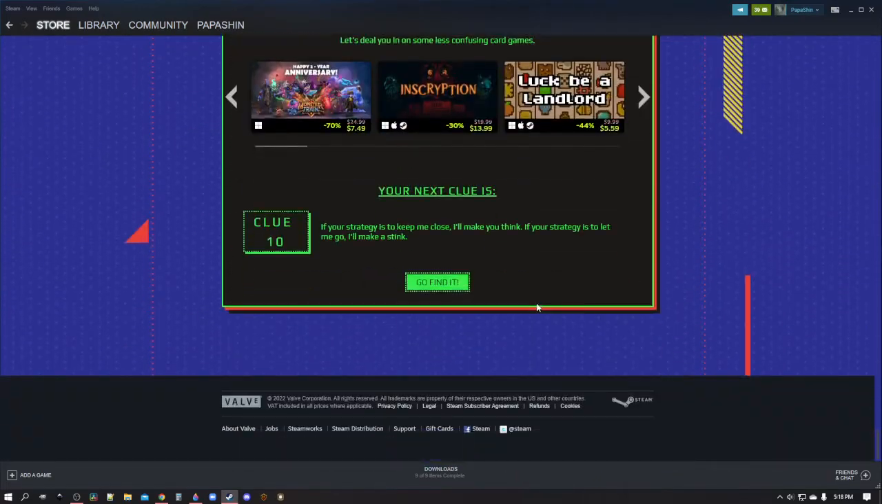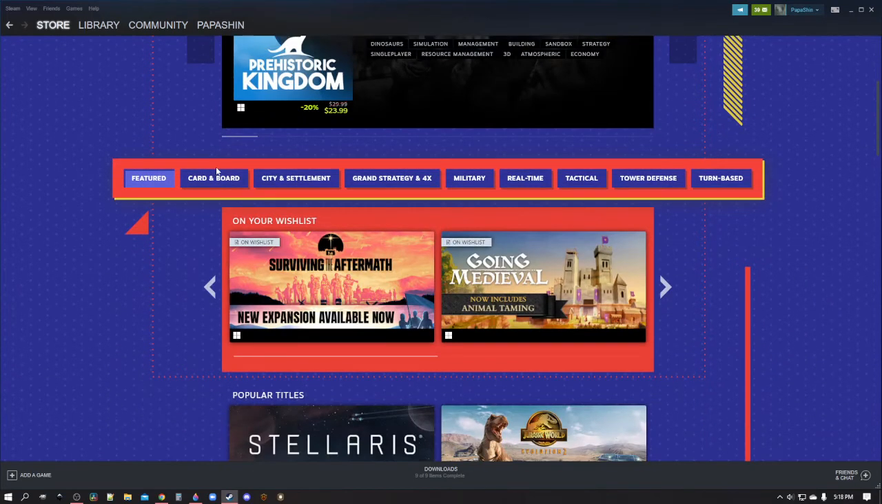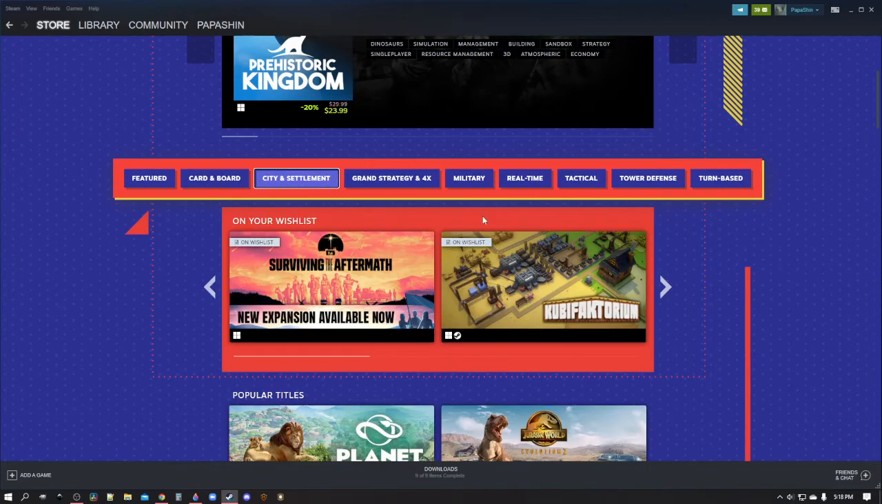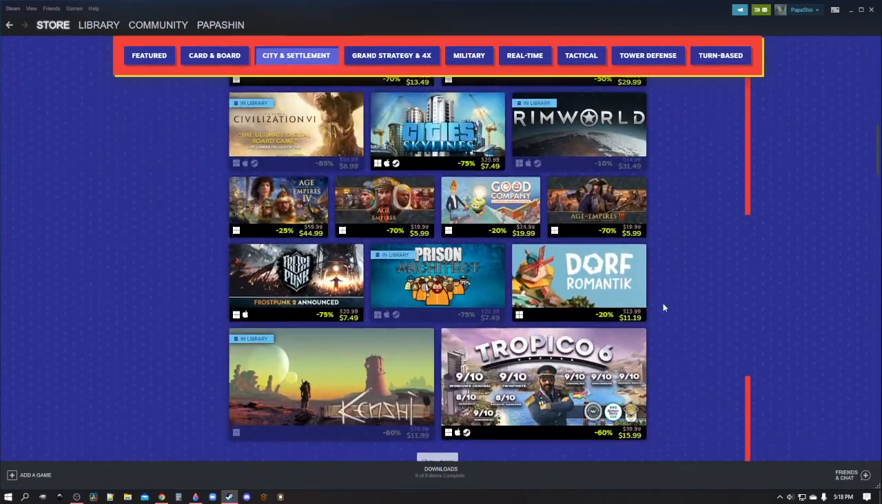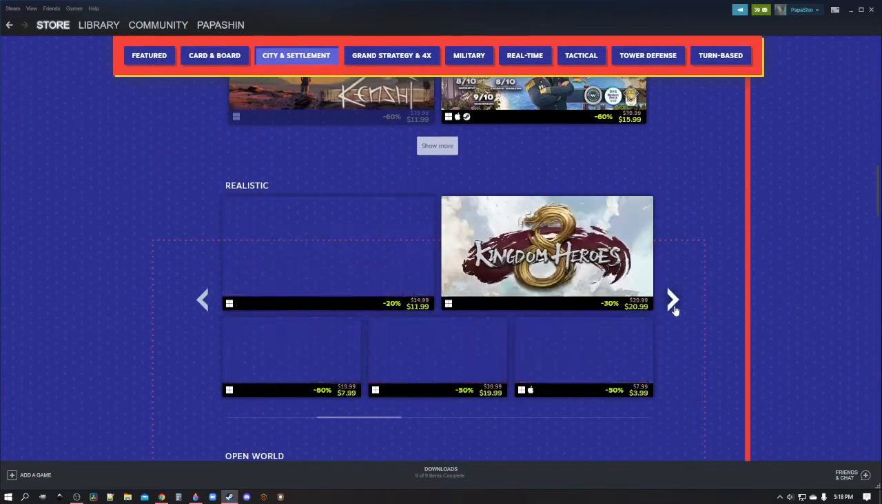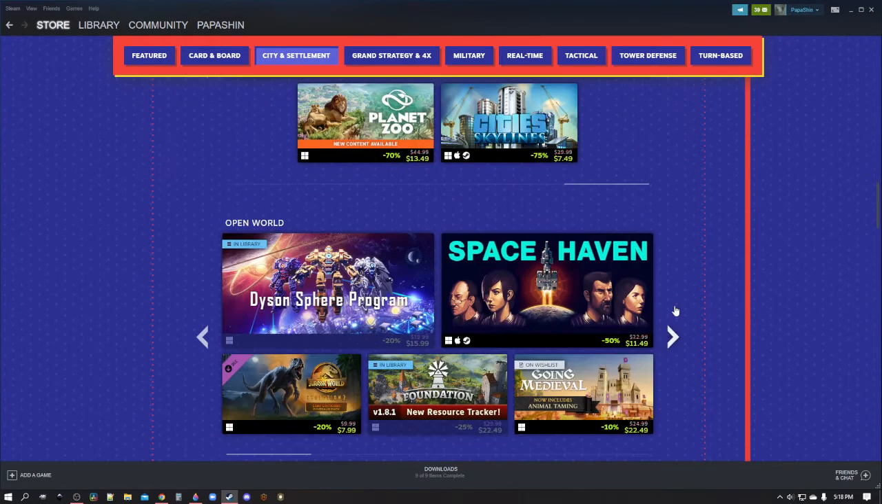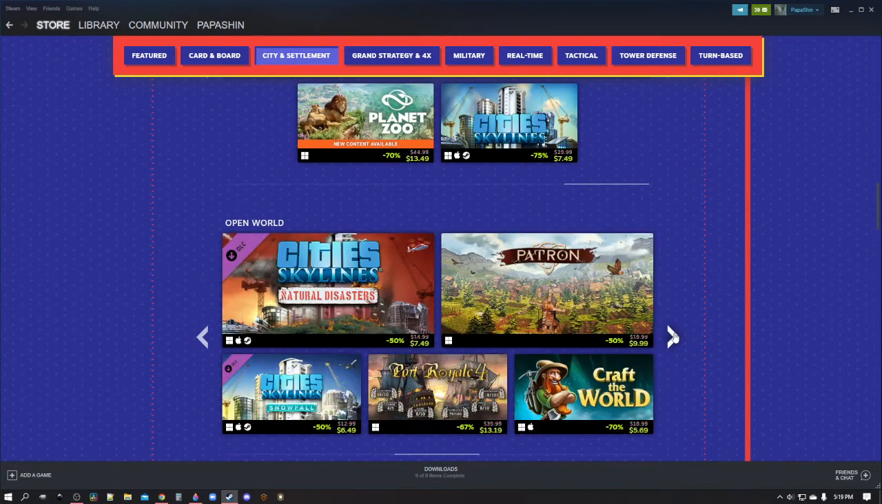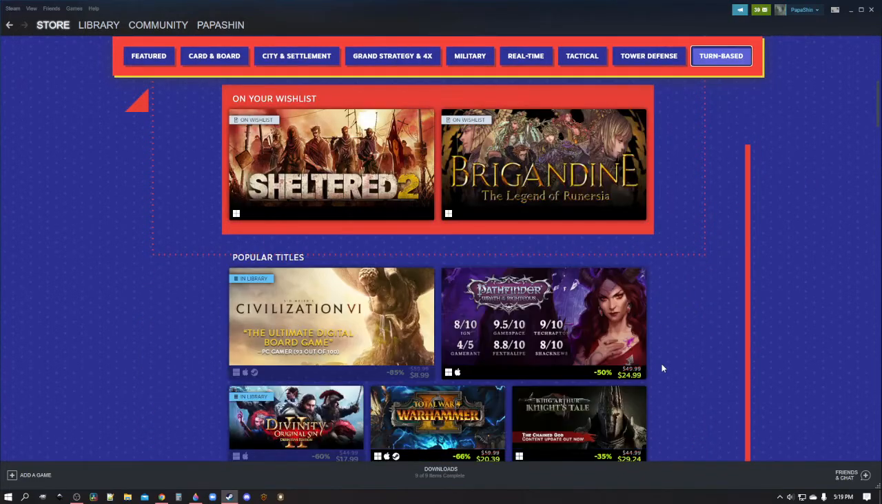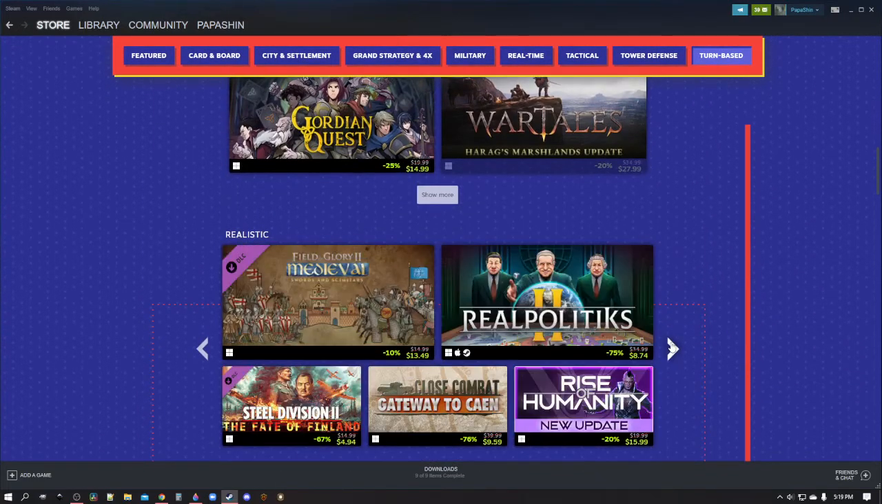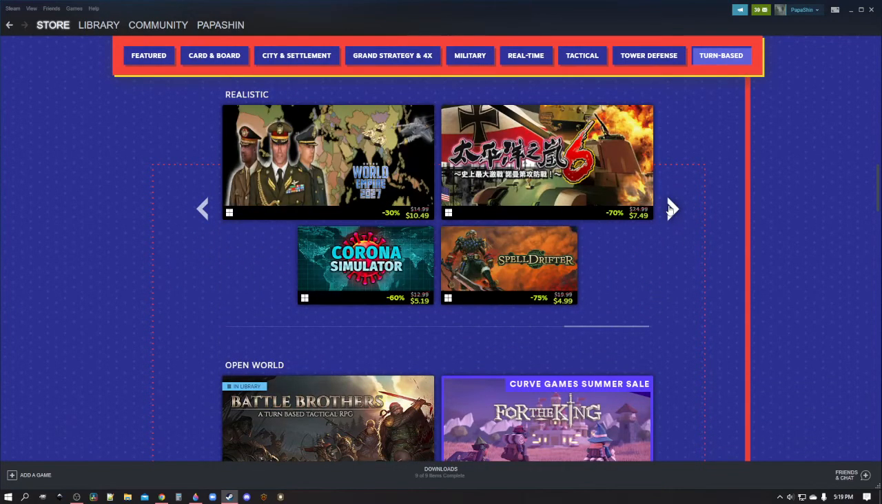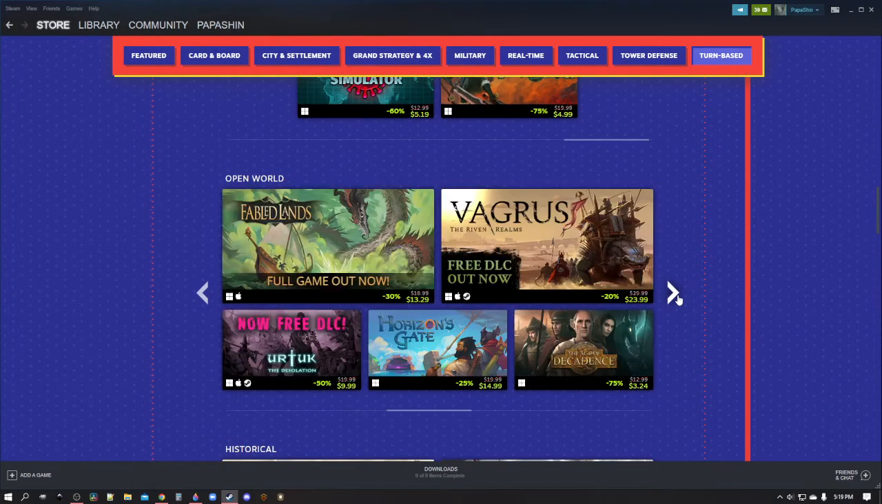The last one. Strategy to keep close. I'll make you think if your strategy is to let me go, I'll make a stink. This one has fart in the name. That's all you need to know. I'm gonna try city and settlement. I think this one could literally be under any category. So I'm gonna say turn-based. I think it's called try to hold your fart or something.